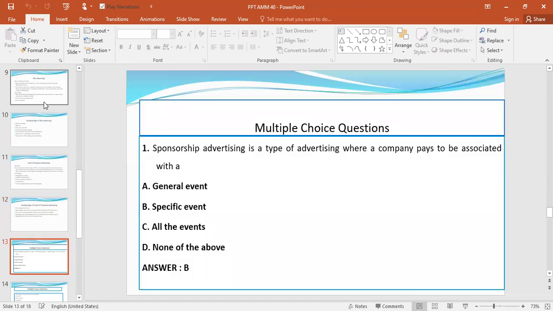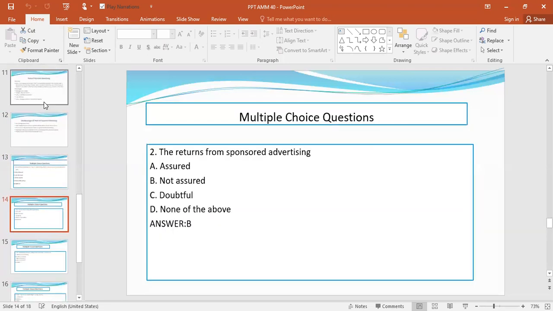Now we have got multiple choice questions. The first question is sponsorship advertising is a type of advertising where a company pays to be associated with: is it a general event, or specific event, or all the events, or none of the above? The answer is specific event. The second question is the returns from sponsored advertising is assured, or not assured, or is it doubtful, or none of the above? The answer is not assured.